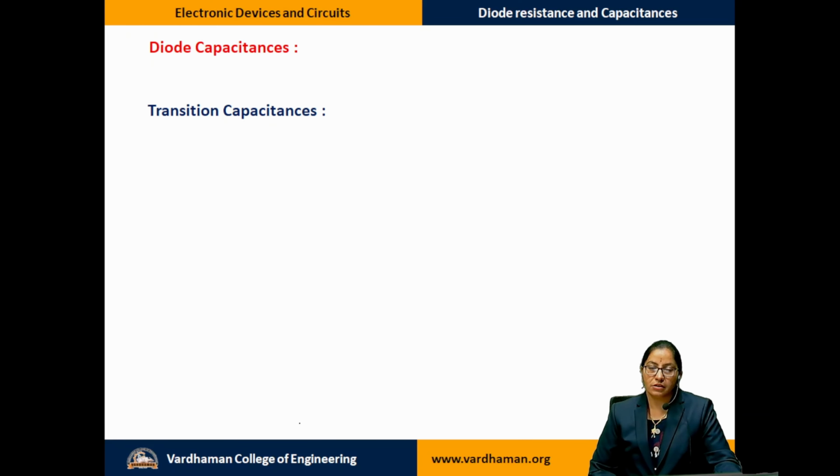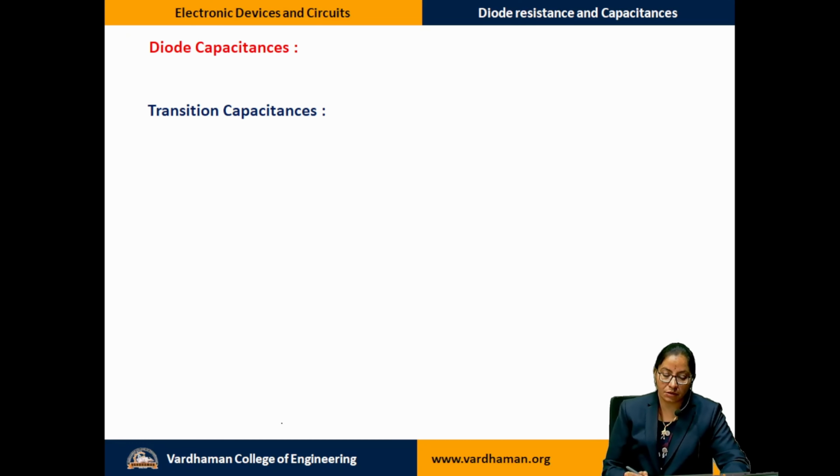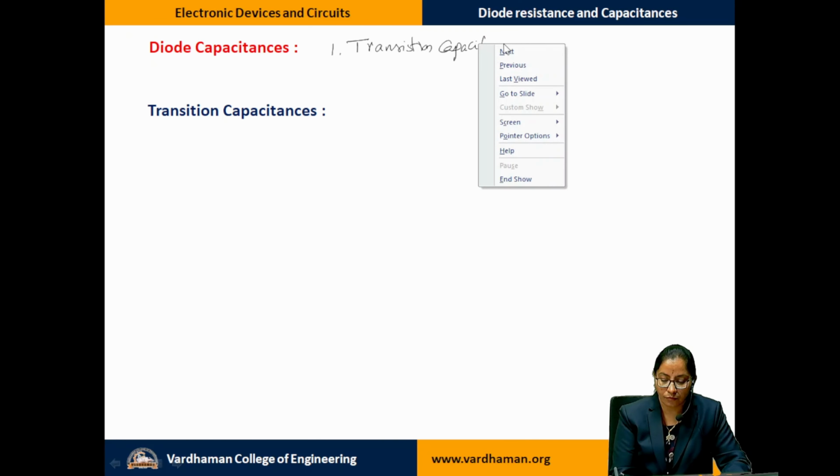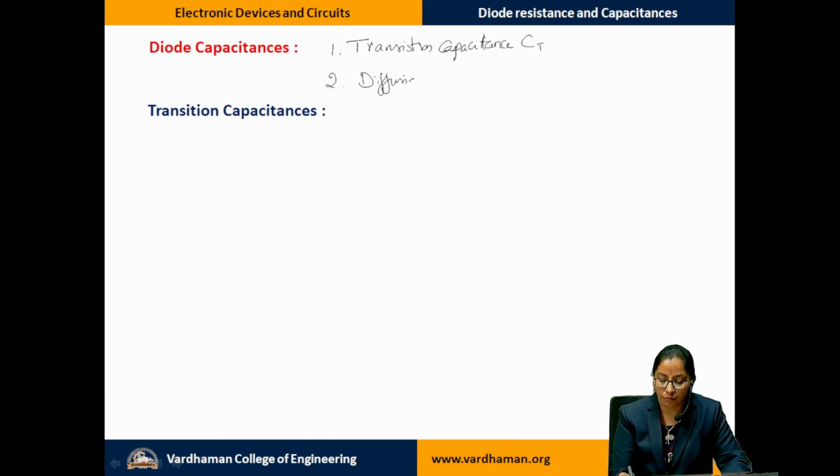This property depends on what kind of biasing you apply, according to which we have different types of capacitances exhibited. So broadly, the diode capacitances are classified into two types. One is called transition capacitance, as you can see in the slide, which we represent as CT, and the second one is diffusion capacitance. Transition capacitance and diffusion capacitance.